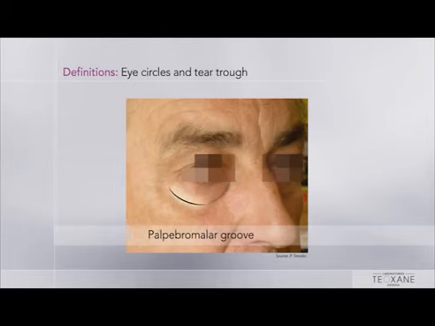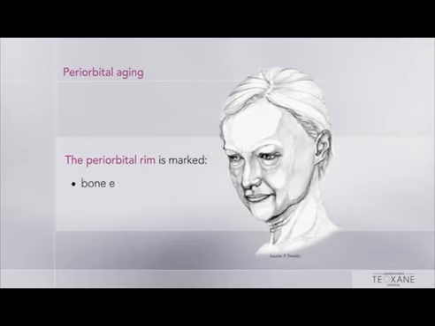With age, 3 grooves appear: tear trough, palpebromalar groove, and the mid-cheek groove. The knowledge of the suborbital anatomy is essential in order to understand this delicate area. The periorbital aging starts early, around 30 years old, increases, and then stabilizes around 65 years old. The periorbital rim is mainly marked by the phenomenon of bone resorption and fat melting.